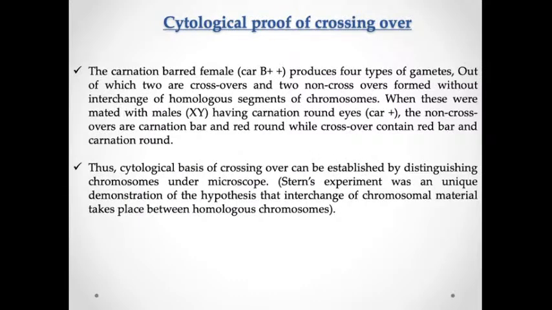So what were the results? The carnation barred female produces 4 types of gametes, of which 2 are crossovers and 2 non-crossovers, formed with the interexchange of homologous segments of the chromosome. When these were mated with the male XY carnation round eyes, the non-crossovers were carnation and red, while the crossovers contain red bar and carnation round.